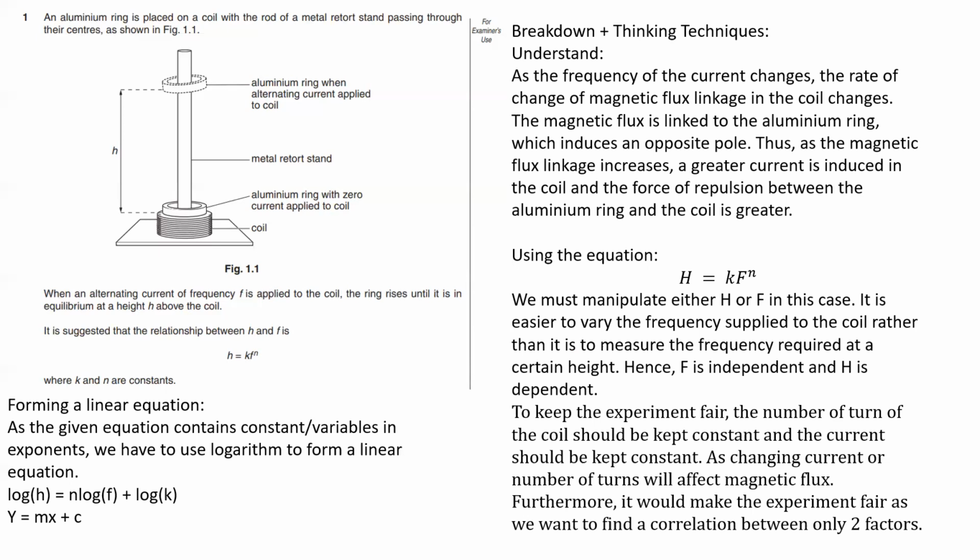The number of turns of the coil should be kept constant, and the current should be kept constant, as changing the current or the number of turns will affect magnetic flux, right? Furthermore, increasing the peak value of current will affect the repulsion. So the greater the peak value of current in the coil, the greater the repulsion, hence it's not going to be comparable. It would also make the experiment fair as we want to only find a correlation between two factors. One way to think of it is we're using a linear equation, and in a linear equation, the independent value will change and we measure the dependent value. If you change more than one value, it's going to be difficult to compare them with each other.